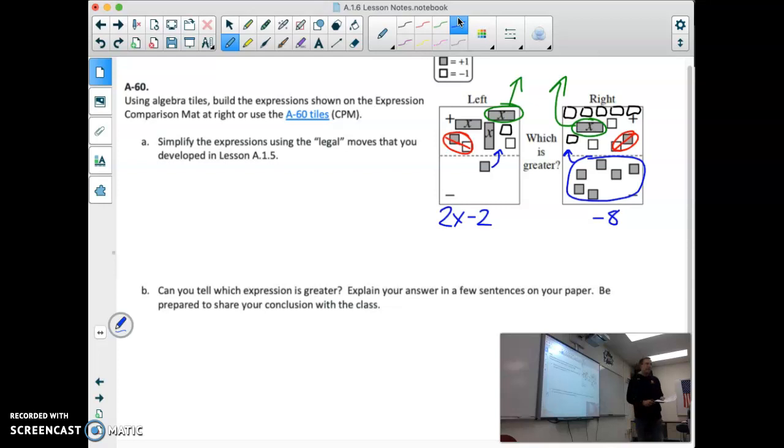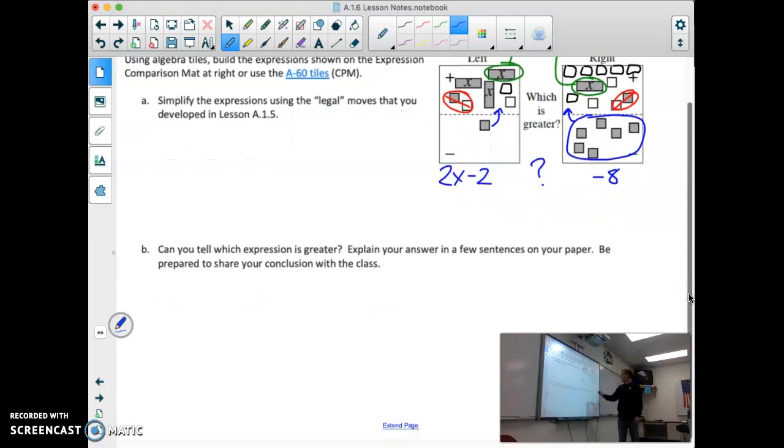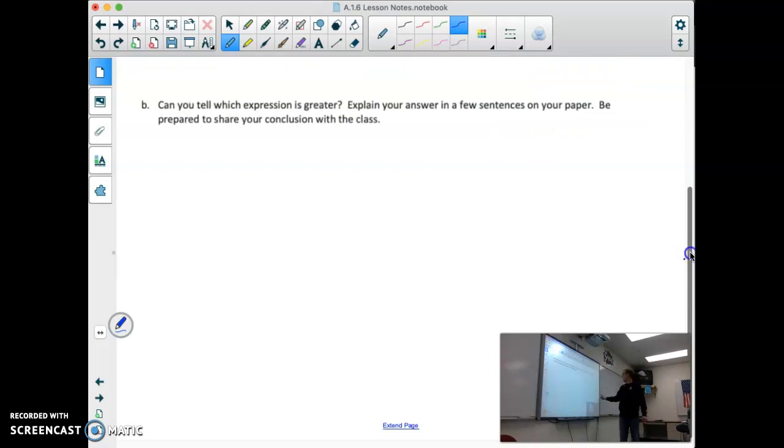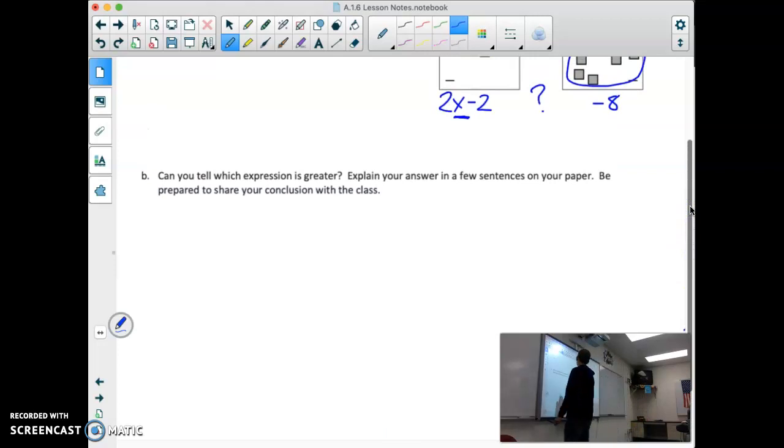So what we want to try to figure out next is which one is greater. Given what we know here, are we able to tell which one of these two quantities is going to be greater? And what I'm going to say is that looking at these two quantities, we don't know which one's going to be greater because we don't know what that x value is. So can we tell which expression is greater? Again, we don't know which one's going to be greater because we don't know what x is equal to.